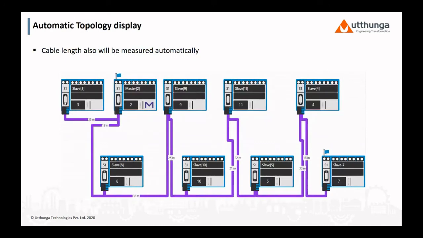One of the big advantages of this product is that you can get the automatic architecture. I said most PROFIBUS networks are 10 or 15 years old, and they may not have the proper, real-time architecture. When you install it and measure from both ends of the PROFIBUS network, you will get the automatic architecture with the cable length, the complete automatic topology of the network.